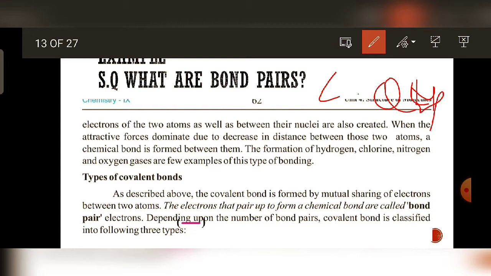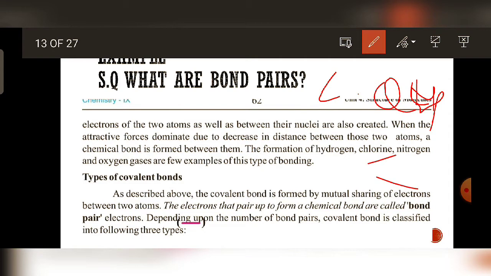And next, the covalent bond is formed by mutual sharing of electrons between the two atoms. And the short question, you can also add here: what are bond pairs? The electrons that pair up to form a chemical bond are called bond pair electrons. And depending upon the number of bond pairs, covalent bond is classified into the following 3 types.